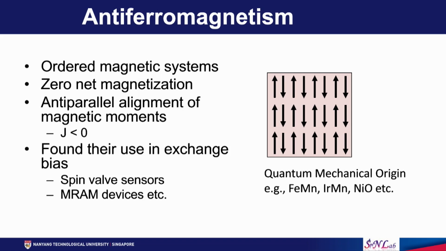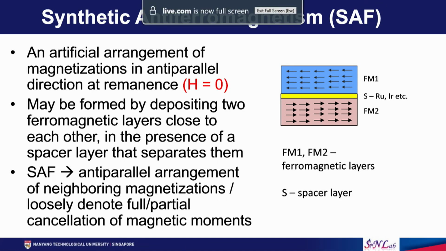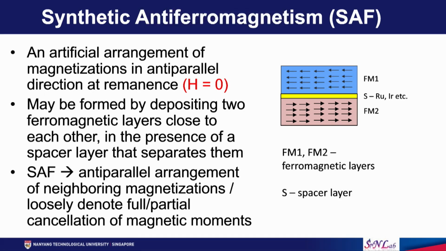So, what we are going to learn today is synthetic antiferromagnetism. What is synthetic antiferromagnetism? By the word itself, synthetic means it is not real antiferromagnetism, but we are somehow synthesizing a kind of antiferromagnetic system. In this system what we do is we have two ferromagnetic layers Fm1 and Fm2 separated by some spacer layer like ruthenium, iridium and so on.